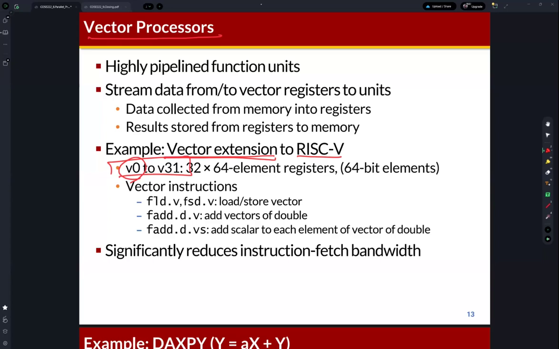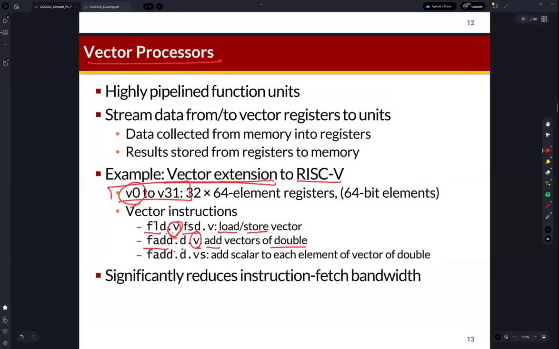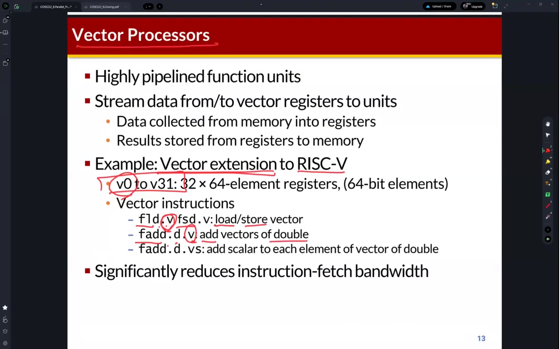So we can implement vector type instructions. This is an example, like FLD.v or FSD.v. You can find the postfix v. So it's a vector type load and store, and then FADD.v is the vector type add for double precision addition. So we can implement vector processors, which means that using vector processors, we can execute vector type instructions, right?